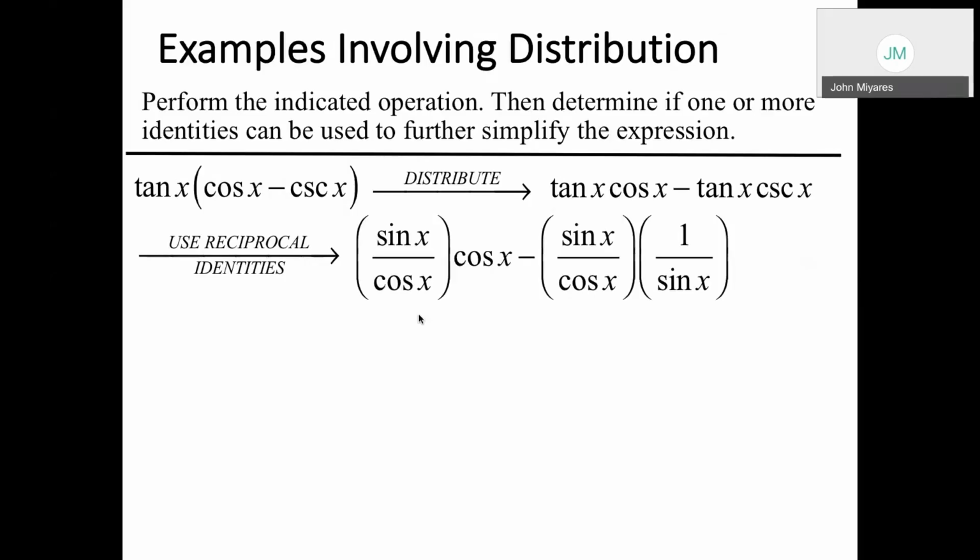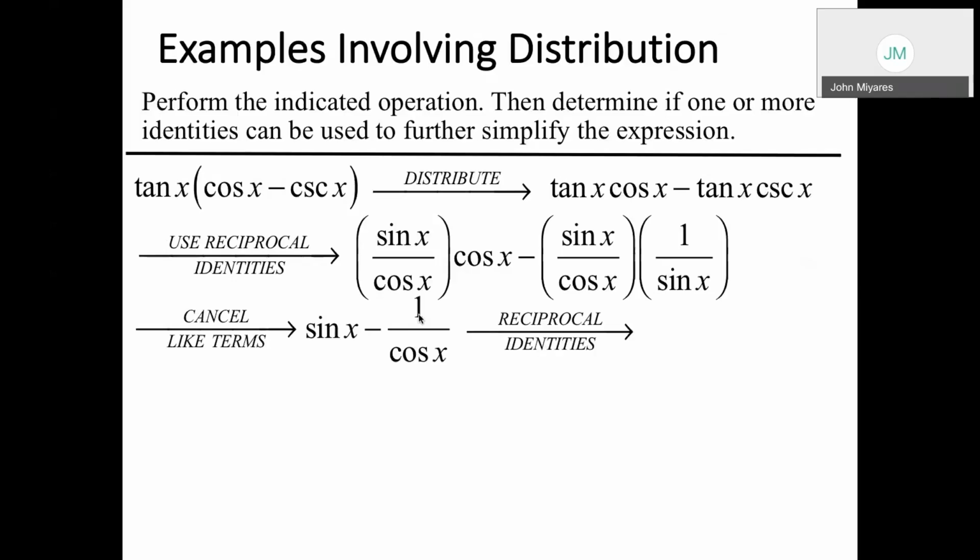Now, this doesn't look much better yet until you realize that there are some things that can cancel within each term. In the first term, the cosines will cancel, and in the second term, the sines cancel, leaving you with sine x minus 1 over cosine x. If we wanted to take this one step further, we could look at the reciprocal identities one last time to get a final answer of sine x minus secant x.